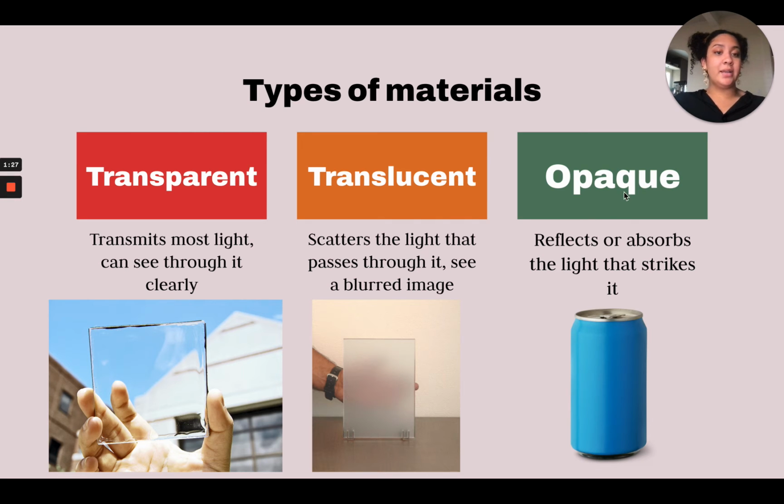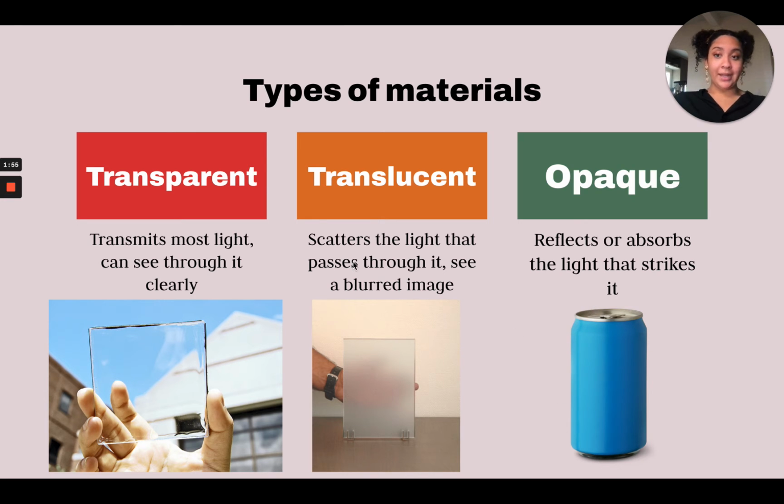Then there's opaque. That's reflecting or absorbing the light that strikes it. So the material is either absorbing that light or it's reflecting that light. So for instance, you can't see through it. So I am opaque. You can't see through me. You are opaque. I can't see through you. This can is opaque. Nothing is being seen through.